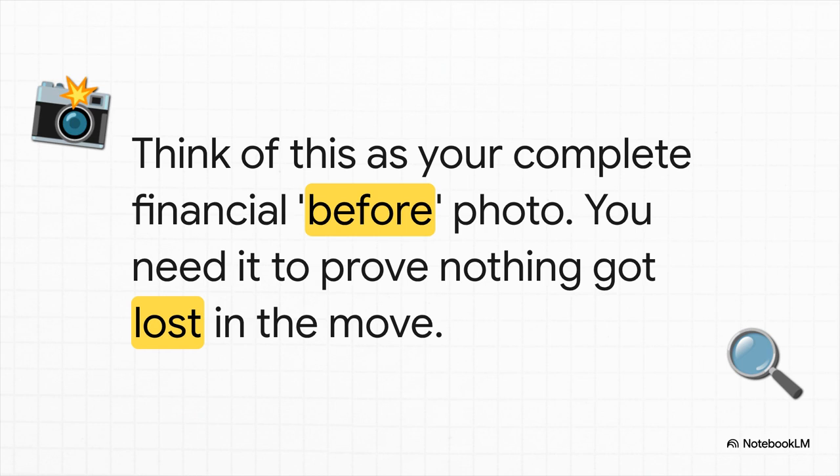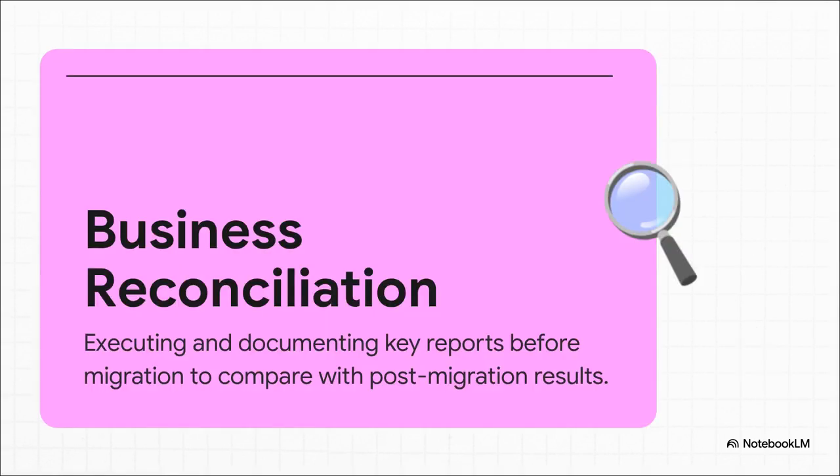This financial snapshot is your proof. It's your baseline, your source of truth that you'll use later to prove, without a doubt, that nothing got lost or broken in the move. Okay, so the official name for this is business reconciliation. But I want to be clear, this is so much more than just printing out a few reports. What you're actually doing is building an evidence trail, a complete auditable file that proves every single balance, every total, every important number you have, made it safely to S/4HANA 100% intact.